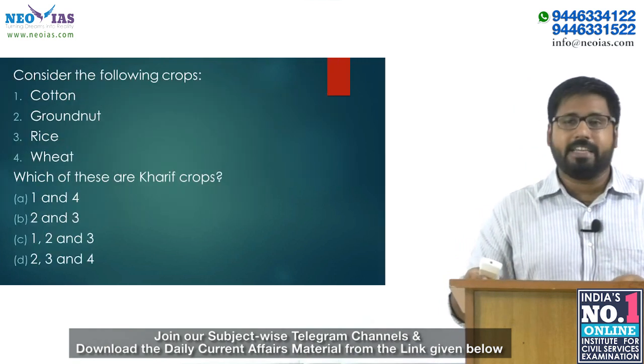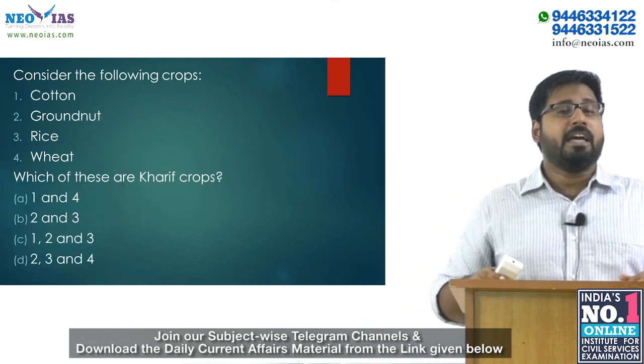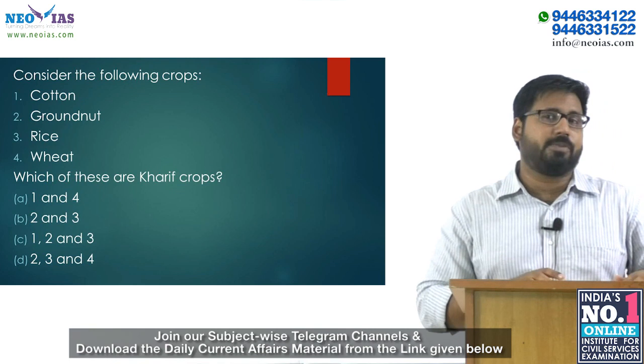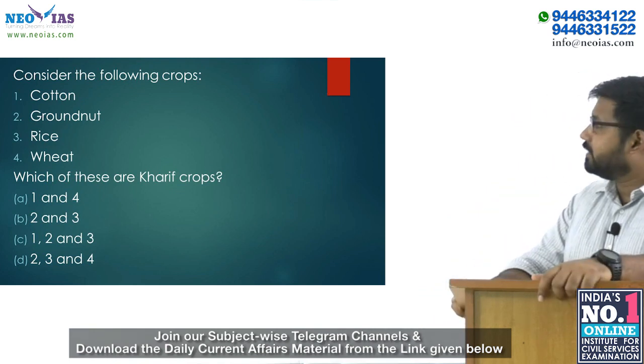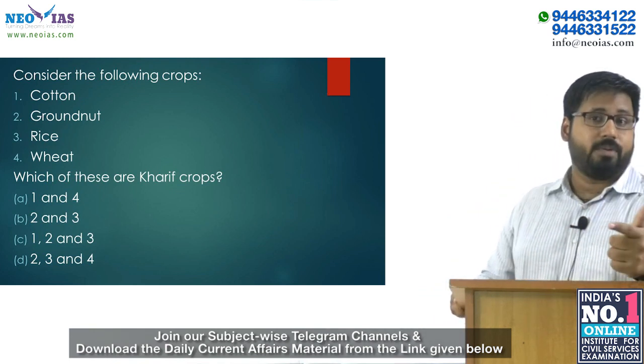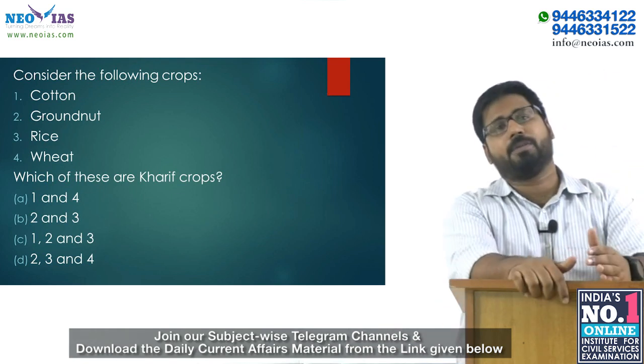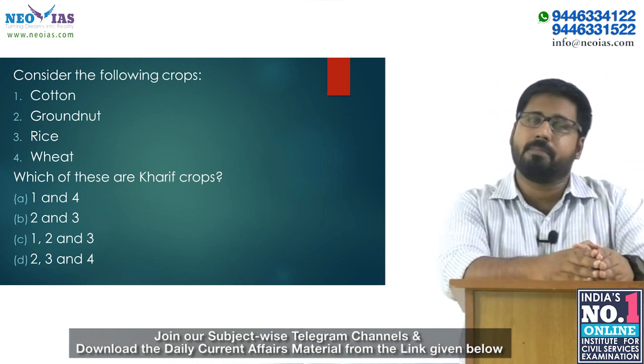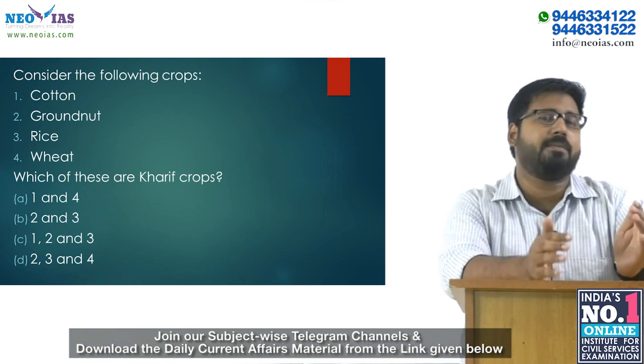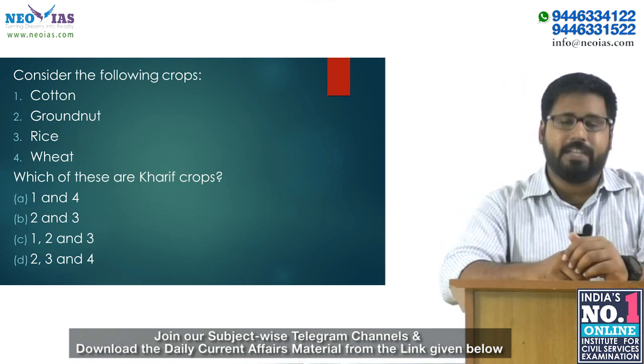Now coming to the next question which I had given last time. We'll discuss the answer for this question. I had asked: consider the following crops, cotton, groundnut, rice and wheat. Which of the following are kharif crops? Now kharif crops are basically summer crops which are grown from the month of June to October. Basically in the monsoon season, it is sown and waited.